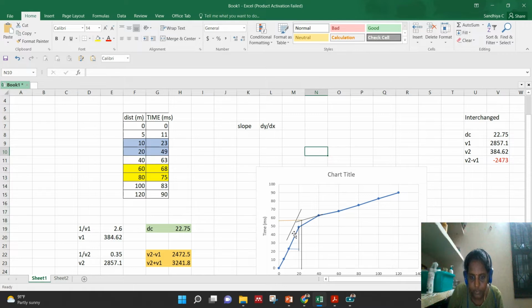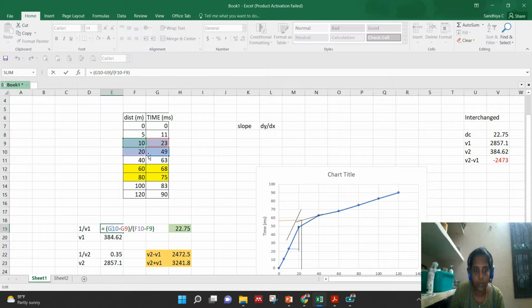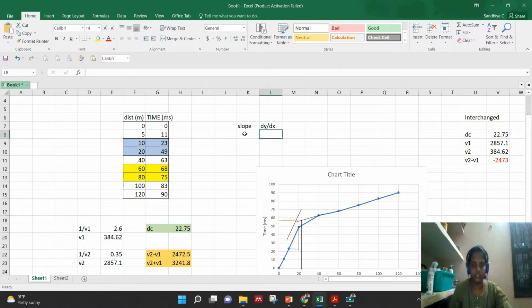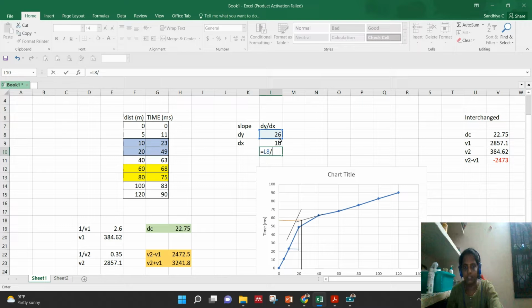So this slope value you need is going to be dy by dx. Dy means, as I said, the difference in the y-axis value, and dx is the difference in the x-axis value. That is the slope of a line. So what I have done is, dy is nothing but 49 minus 23, and dx is nothing but 20 minus 10. Now you have to divide both values, dy divided by dx.